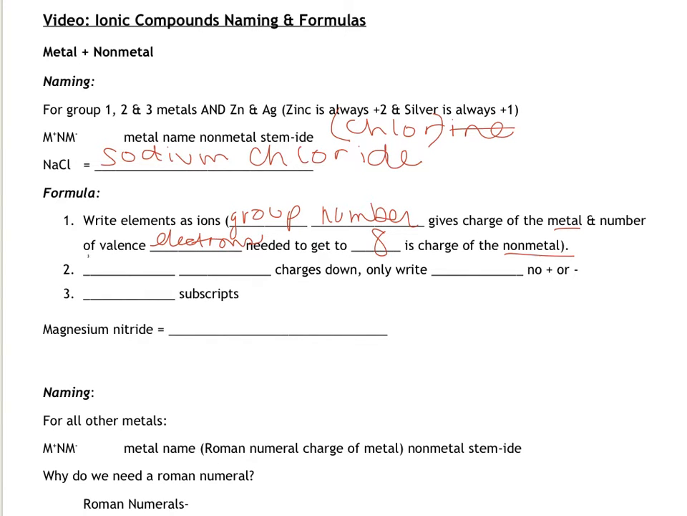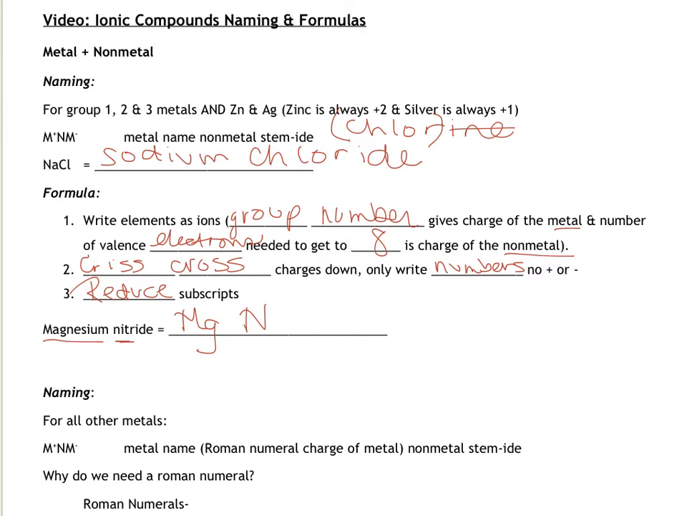Then I'm going to crisscross my charges down and only write the numbers, not the plus or minus, and then I reduce my subscripts. For example, say I have magnesium nitride, which came from nitrogen. So I have Mg, and then I also have nitrogen.